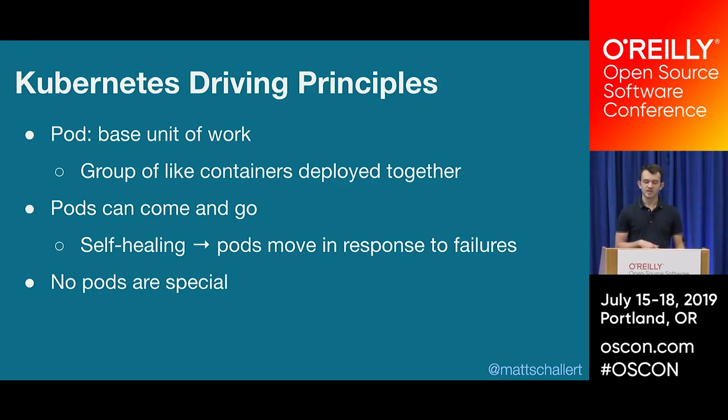In Kubernetes, the base unit of work is called a pod. And a pod is a group of similar containers that are deployed as a single atomic unit. But pods can come and go. Because Kubernetes is self-healing, it may move your pod around in response to things like node failures or resource contention, or maybe even something more intentional, such as your cluster administrator performing maintenance. Because of this, you're encouraged to treat your pods as ephemeral or otherwise not special.